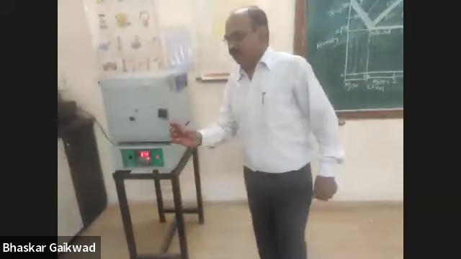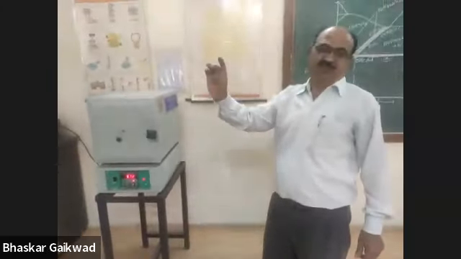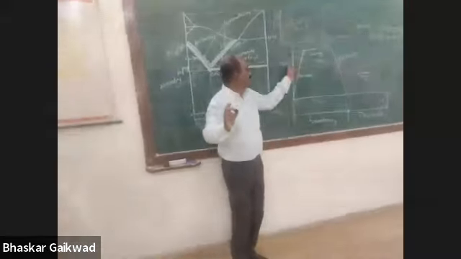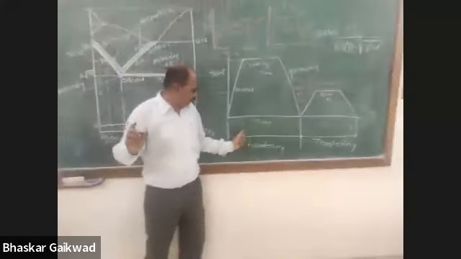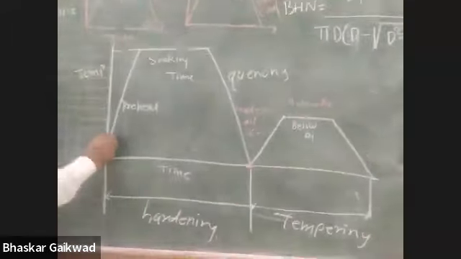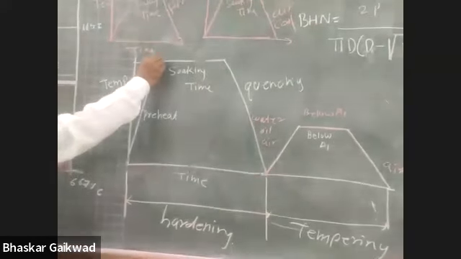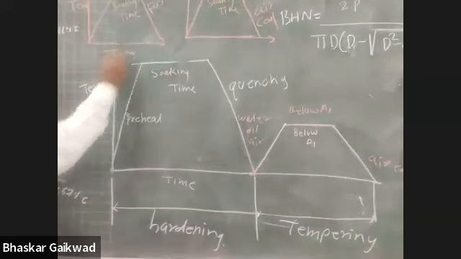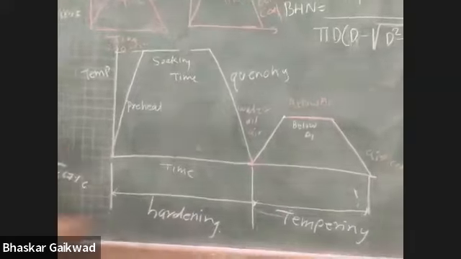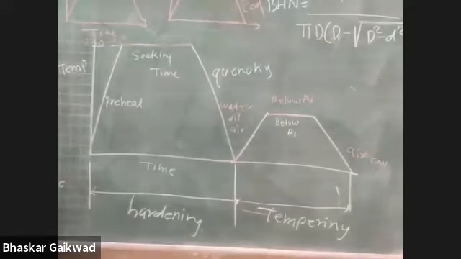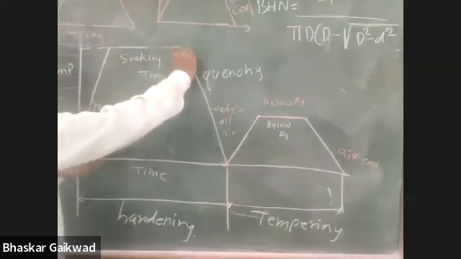Okay, so this is the piece we have quenched. Now related to this, you can see this cycle: temperature versus time. Initially we heat this component in the furnace. Hardening temperature is normally 830 to 850 degrees centigrade. After that, the soaking time is the same, 1 inch, 1 hour. After that, you can quench.